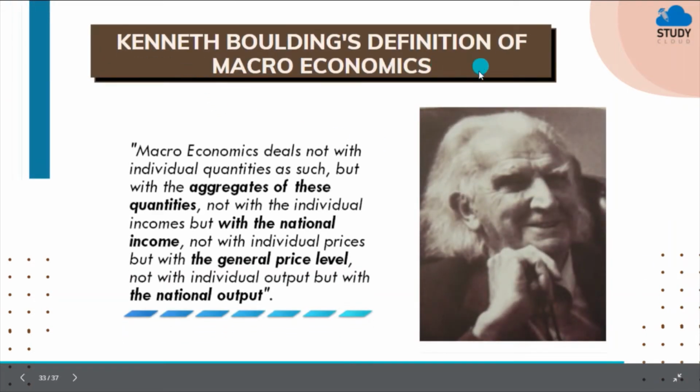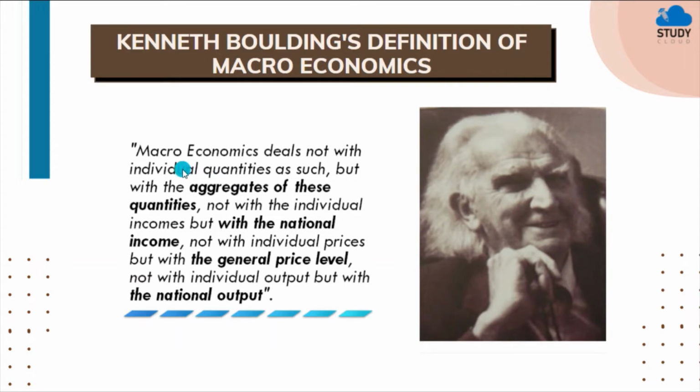Kenneth Boulding's definition of macroeconomics: Macroeconomics deals not with individual quantities as such, but with the aggregate of these quantities. Not with the individual incomes, but with the national income. Not with the individual prices, but with the general price level. Not with the individual output, but with the national output. So here we are not going to study anything individual, nothing in smaller space. We'll study everything in details about the totals of the entire economy.